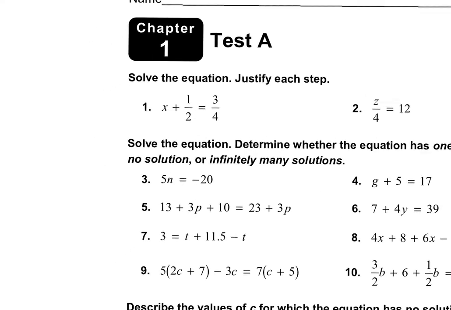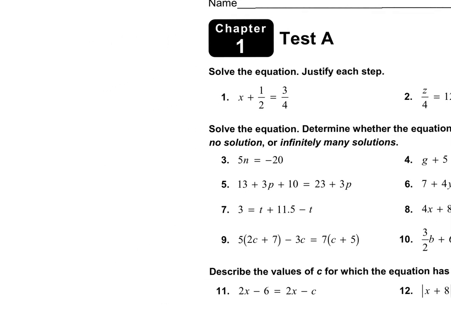All right, so this is problem number 1. It needs to solve the equation and then justify each step, okay? We've got x plus 1/2 equals 3/4. Now the 1/2 is being added to x, so what we need to do is subtract 1/2 from each side. Now we have fractions. Those fractions do not have a common denominator, so we write x equals 3/4 minus 1/2.